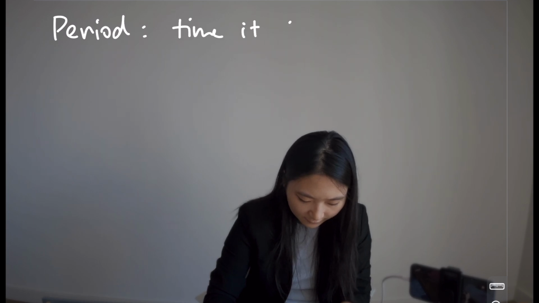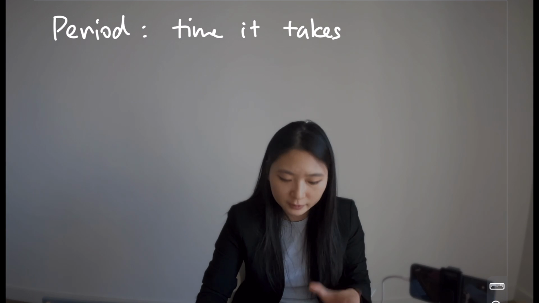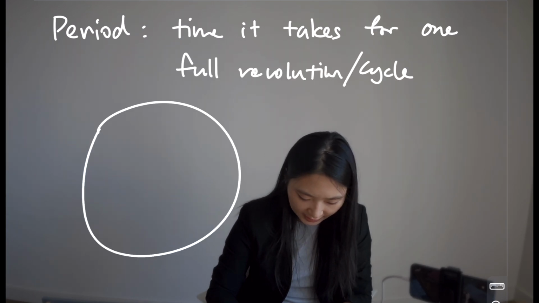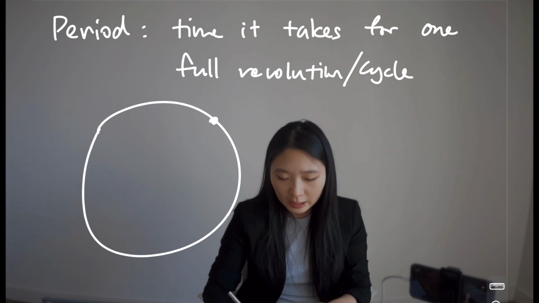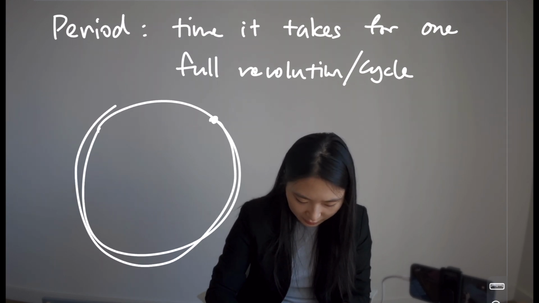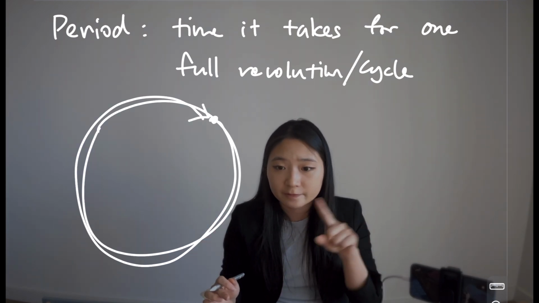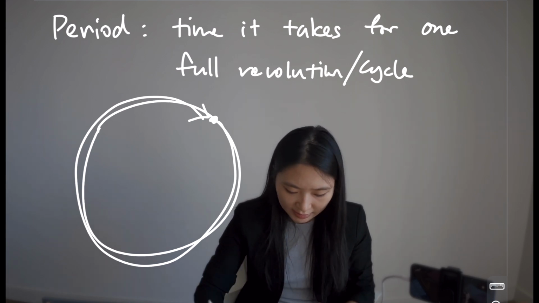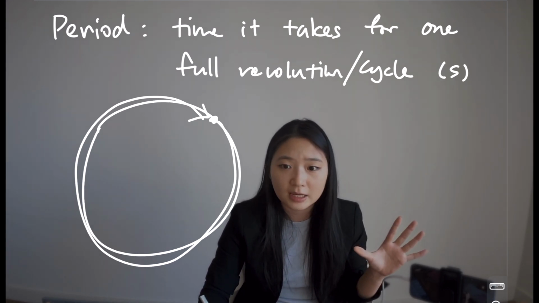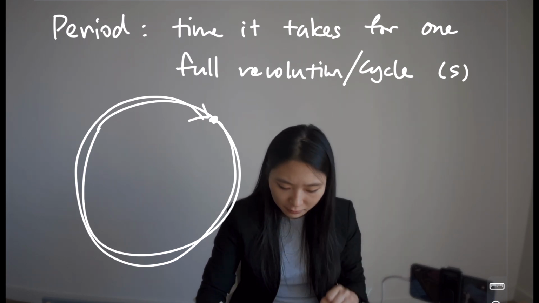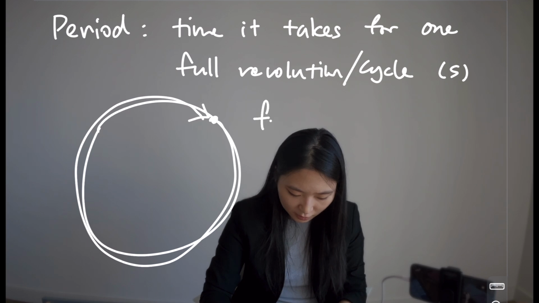So period in such motion literally means the amount of time it takes for one full revolution or one full cycle. So for a circular motion, I'm going to pick a specific point, and when an object starts from this point, goes through one full revolution and comes back to the point again, the amount of time it takes for that path is the period. And it's measured in seconds, obviously, which is the SI unit for physics. Okay, then what about frequency? So frequency is just the reciprocal of period.